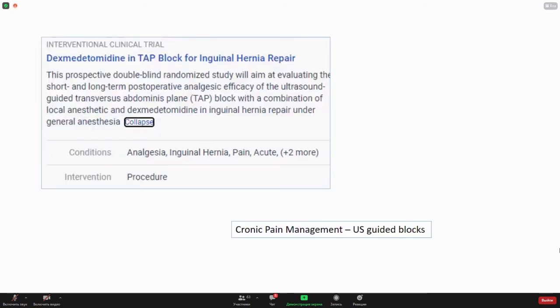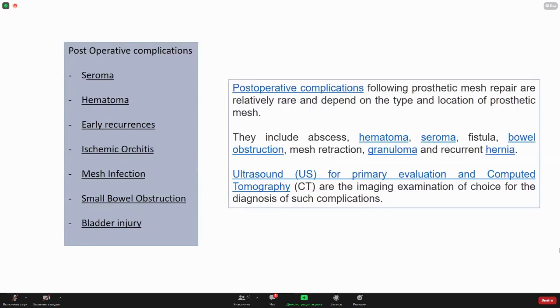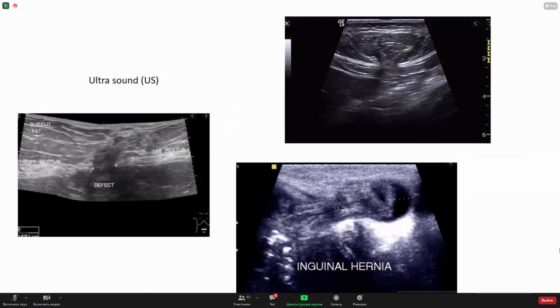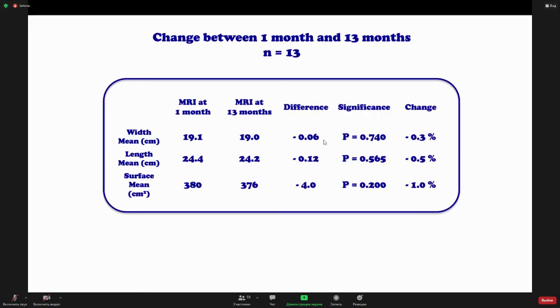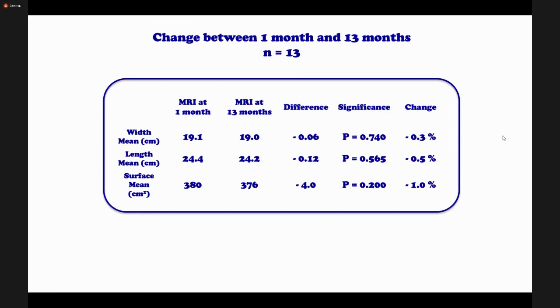Here is the situation where we can use, for example, ultrasound for the treatment of chronic pain, and ultrasound-guided blocks. And we know that the most important situation is when we have to face the most frequent complications that I put here: the seroma, the hematoma, the early recurrences, and all these types of complications that we are used to dealing with. Ultrasound is, as I told you, the main exam that we are using here in Portugal. The changes that you have are really not significant. It's almost nothing that changed.